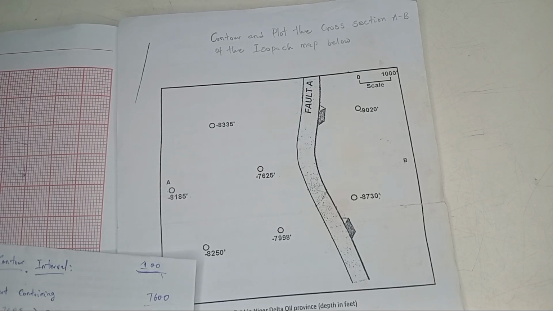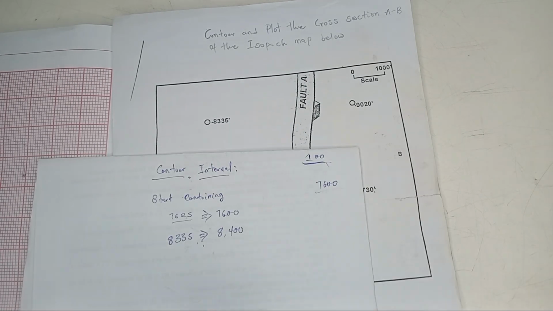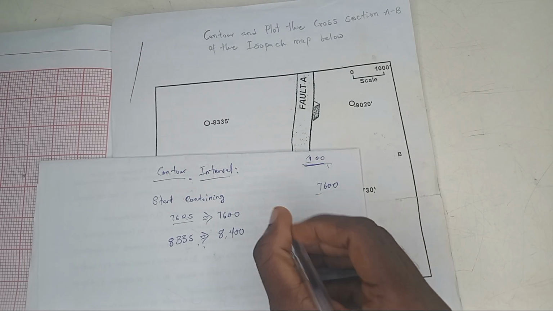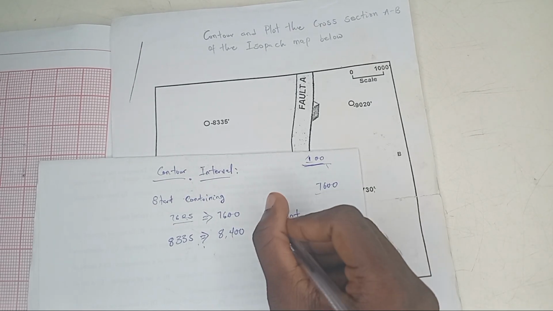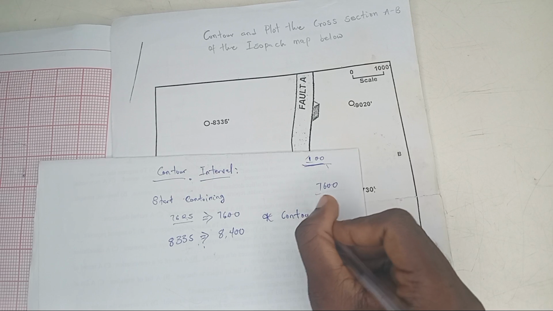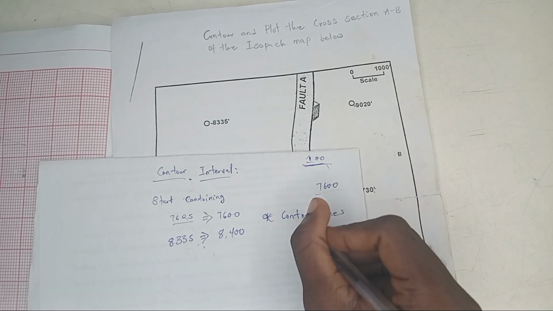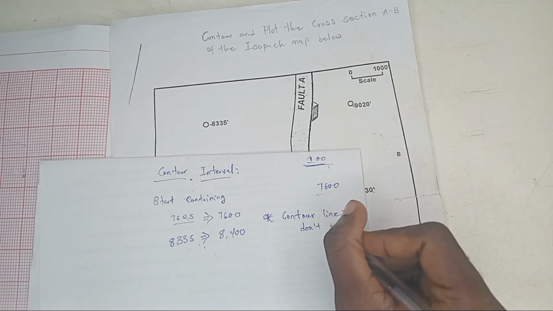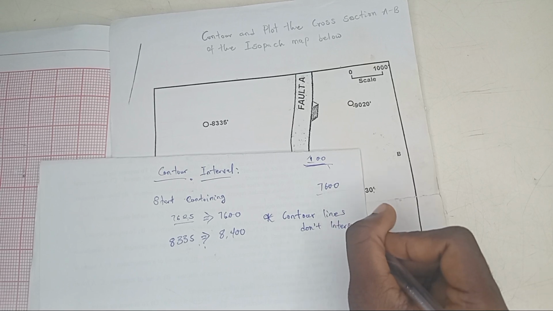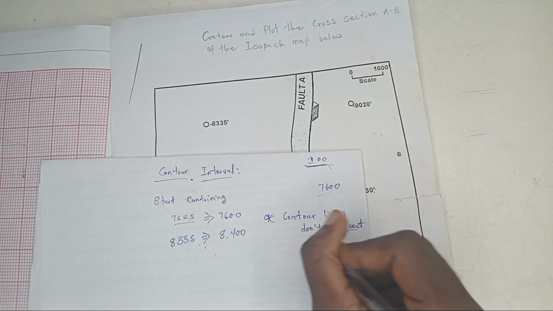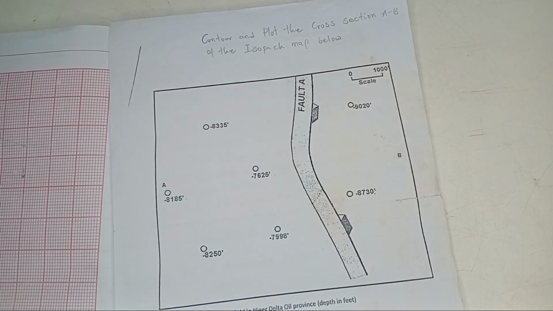So now, how do you contour? Very easy. One thing you have to note is that your contour lines must not intersect. It's very, very important. That's the first rule of contouring. Contour lines don't intersect. They don't intersect. So just follow me through.